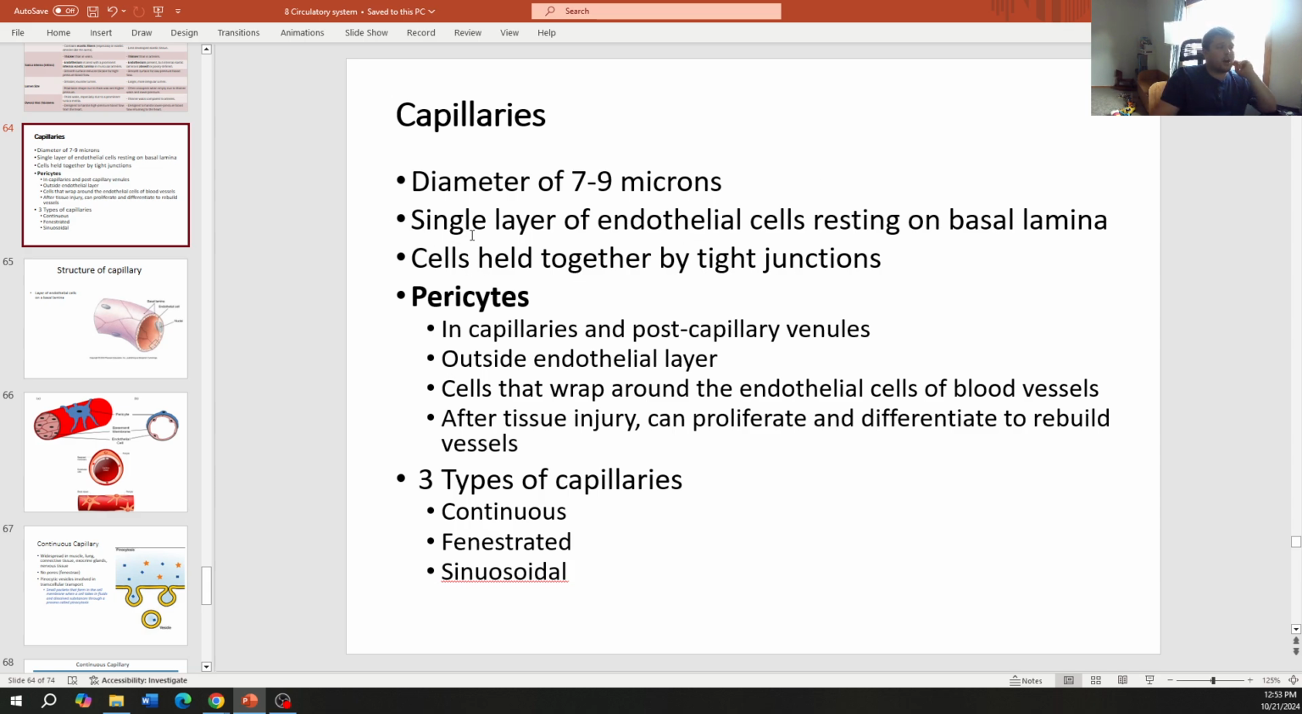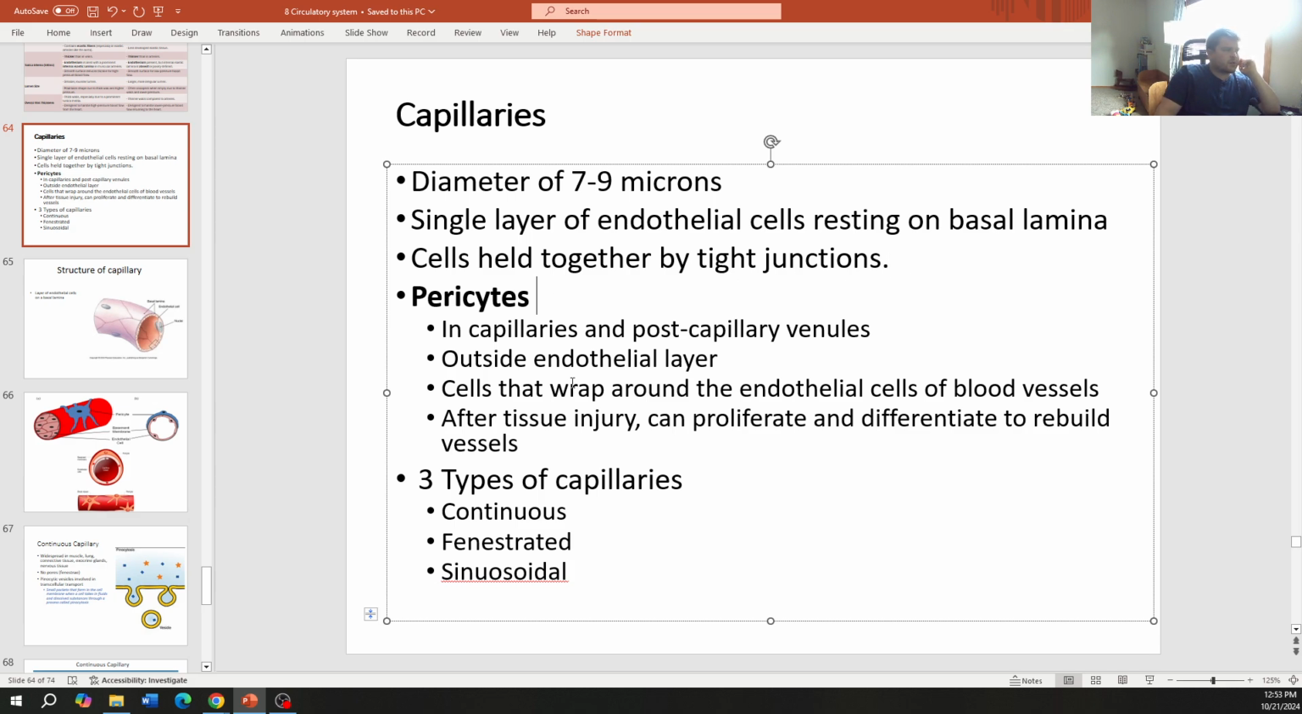Okay, the capillaries are often just a single layer of endothelial cells or epithelial cells resting on a basal lamina. They're held together by tight junctions. If you don't remember what a tight junction is, think back to one of the lectures at the beginning of all of this material. We talk about those junctions.